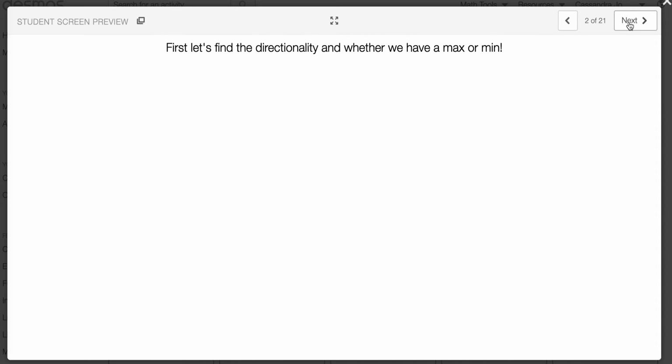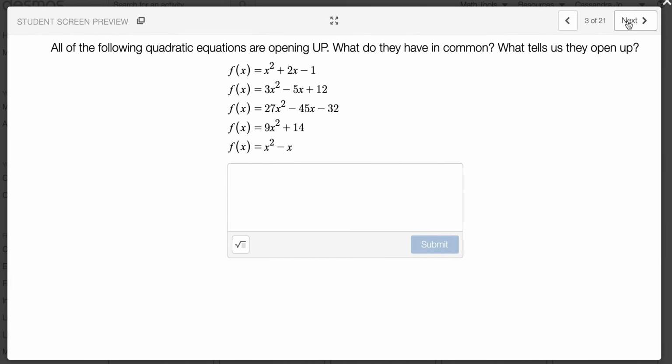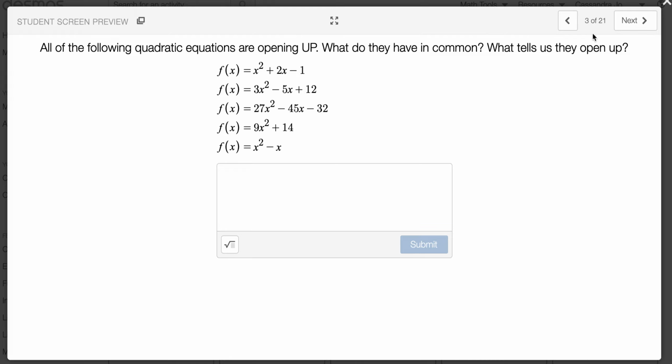In this learning target, we're basically finding all the same characteristics we did when we were looking at a graph, but now we are just looking at an equation. So we're going to talk about things like directionality, maximum, minimum, vertex, line of symmetry, and then both sets of intercepts. We're first going to start with the directionality and whether or not we have a max or a min. Those are kind of related.